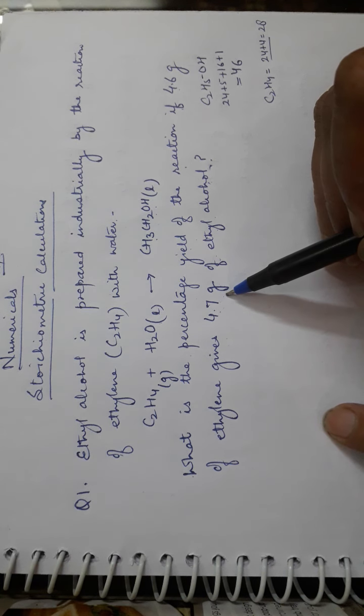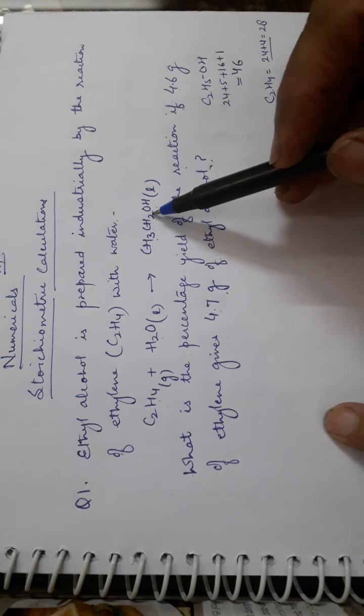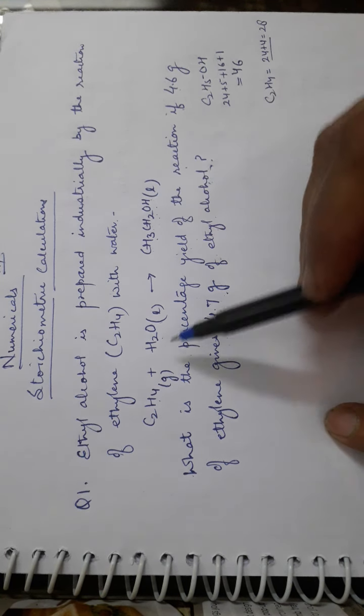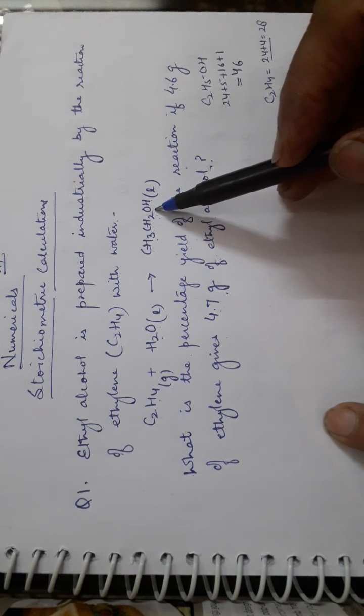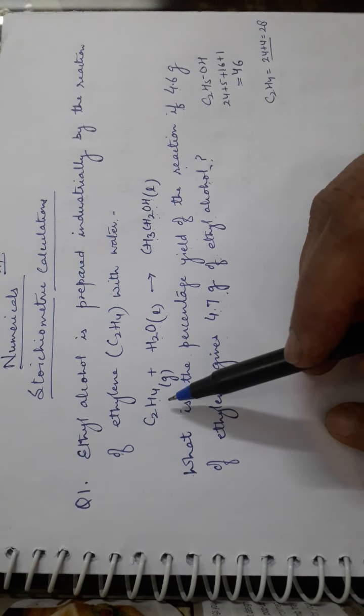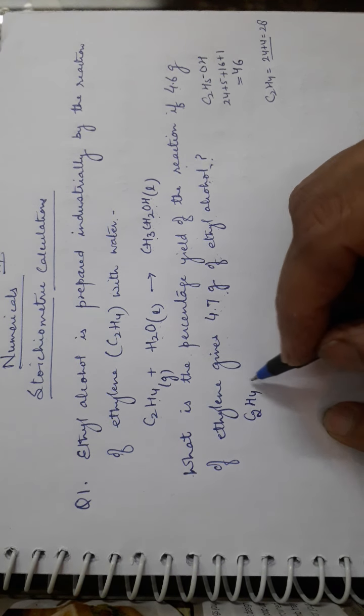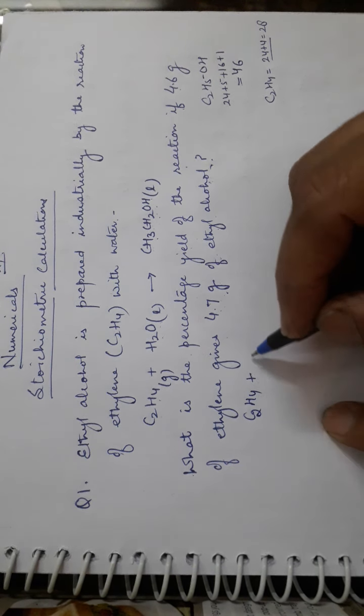We should always check all the reactions first whether they are balanced or not. C2H4, that is C2. On this side also we have 2 carbon atoms. H4 and 2 more, that is 6 hydrogen atoms. 3, 2, 5 and 1, 6. Then one oxygen is there. So the reaction is completely balanced. Now the basic idea comes from the balanced chemical equation itself.